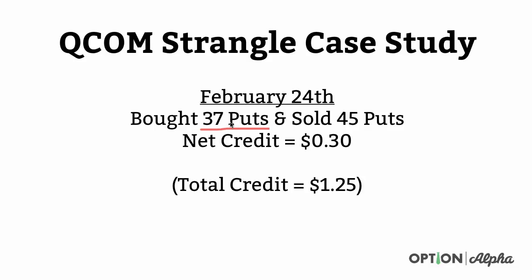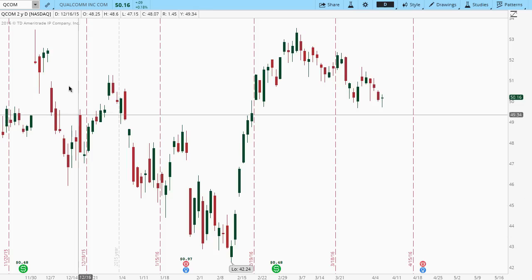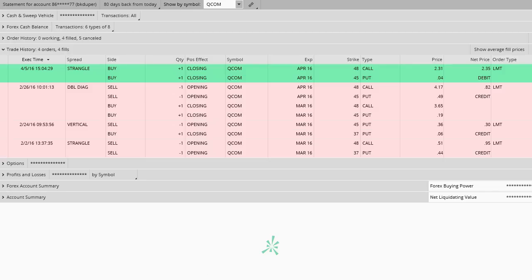So we took our 37 puts, bought them back because they were practically worthless, sold our 45 puts, which is a new contract, and took in a net credit of 30 cents. So this gave us a total credit of $1.25. Now, again, we're adding that 30 cents to the $95 original entry credit that we had on Qualcomm. So this is our new trade here.